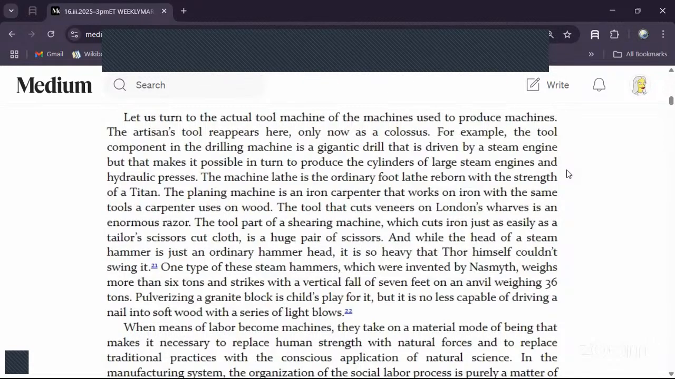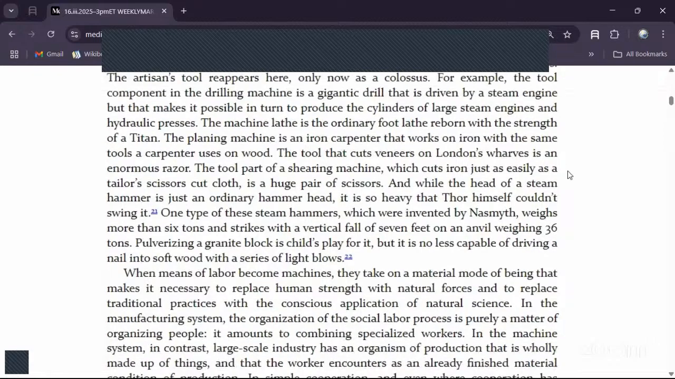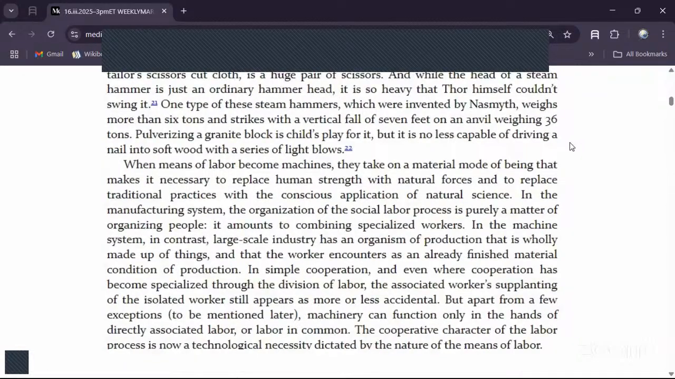The tool that cuts veneers on London's wharves is an enormous razor. The tool part of a shearing machine, which cuts iron just as easily as a tailor's scissors cut cloth, is a huge pair of scissors. And while the head of a steam hammer is just an ordinary hammerhead, it is so heavy that Thor himself couldn't swing it. One type of these steam hammers, which were invented by Naismith, weighs more than 6 tons and strikes with a vertical fall of 7 feet on an anvil weighing 36 tons. Pulverizing a granite block is child's play for it, but it is no less capable of driving a nail into soft wood with a series of light blows.